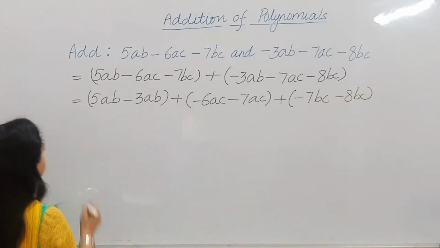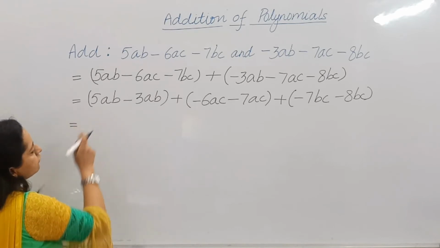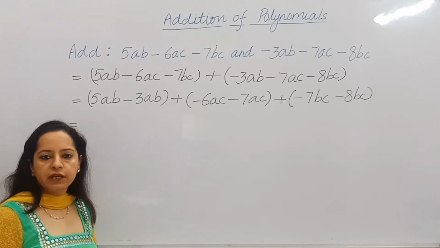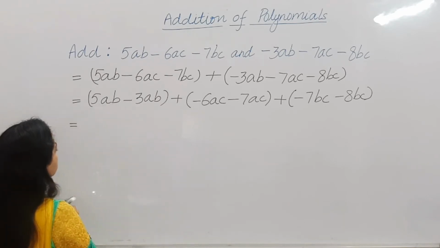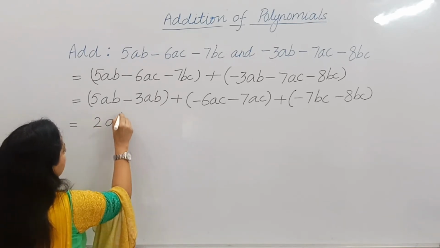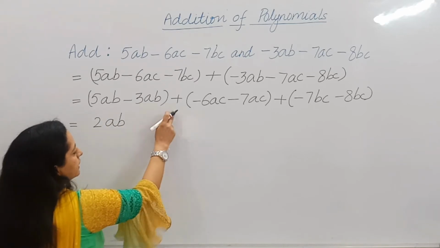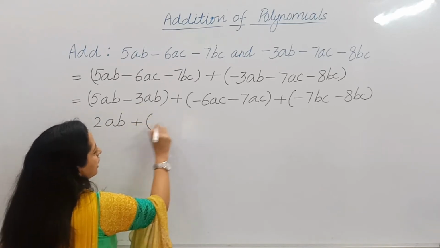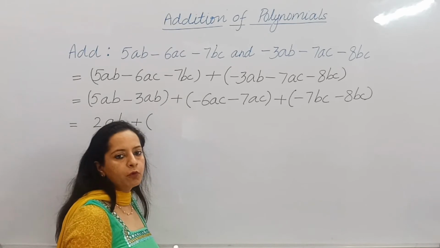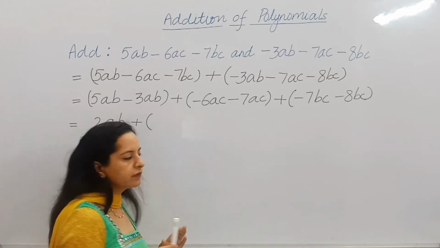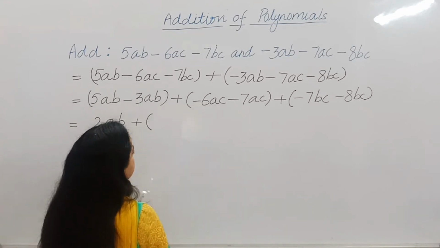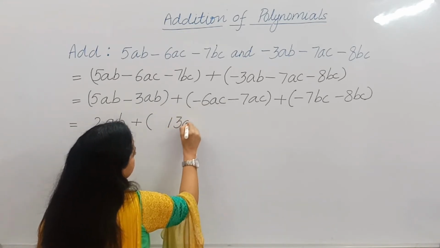Now adding them together, here I have got 5ab minus 3ab. Since both are different sign, we subtract. 5 minus 3 is equal to 2. So 2ab. In this case, plus sign, and within the bracket if you see, both the terms are negative. Now same sign we add. So 6 plus 7 is 13. So I have got 13ac.